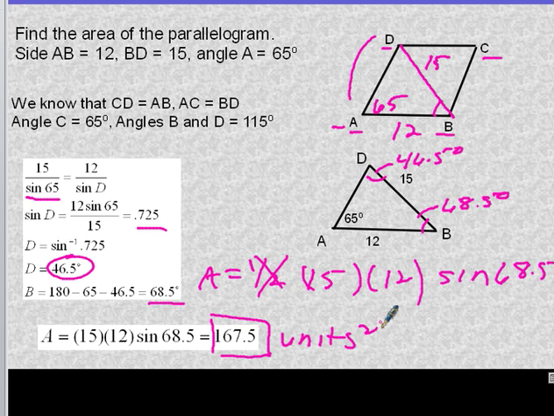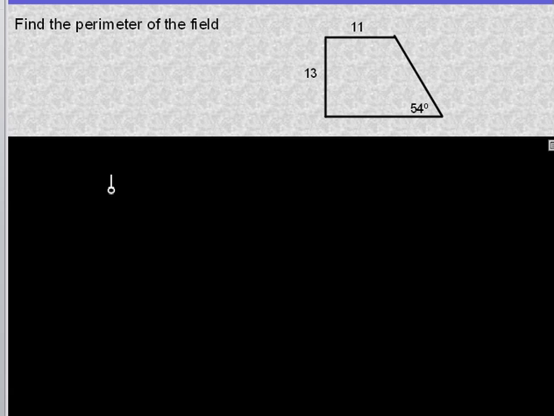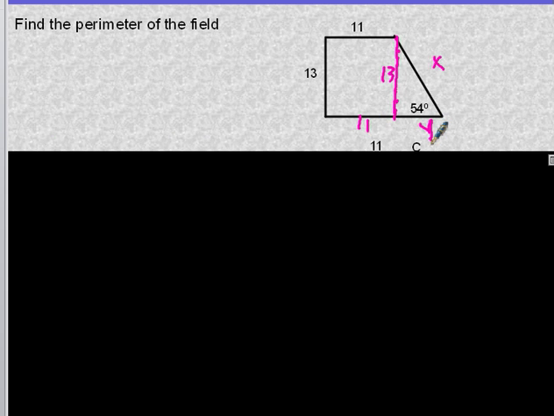Okay, that's one example. Second type of problem, find the perimeter of the field. So we have two sides, and we've got two more sides that we don't know. The way we're going to solve this is by creating a triangle by making this line here. We know this is 13 and we know this is 11. So if we can find this side and this side, then we're set. And we can, using some of the things that we've learned in this unit.